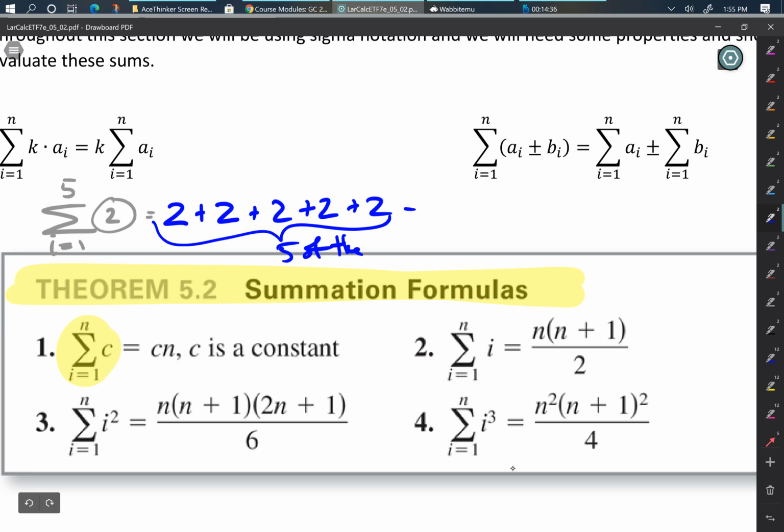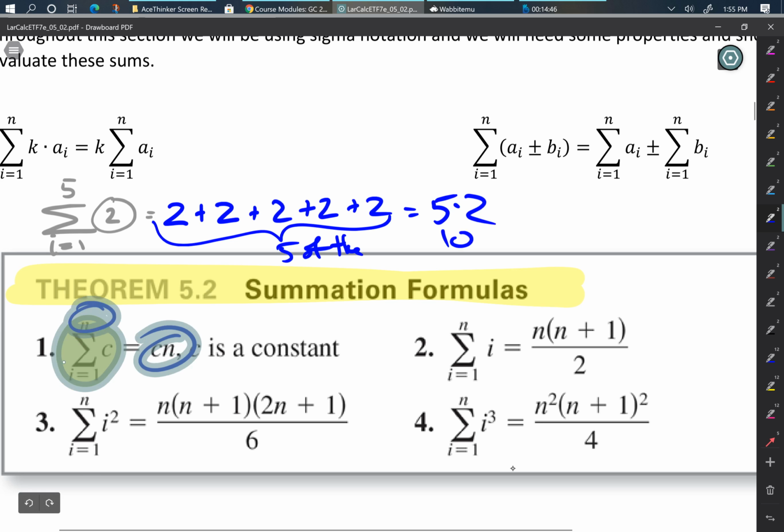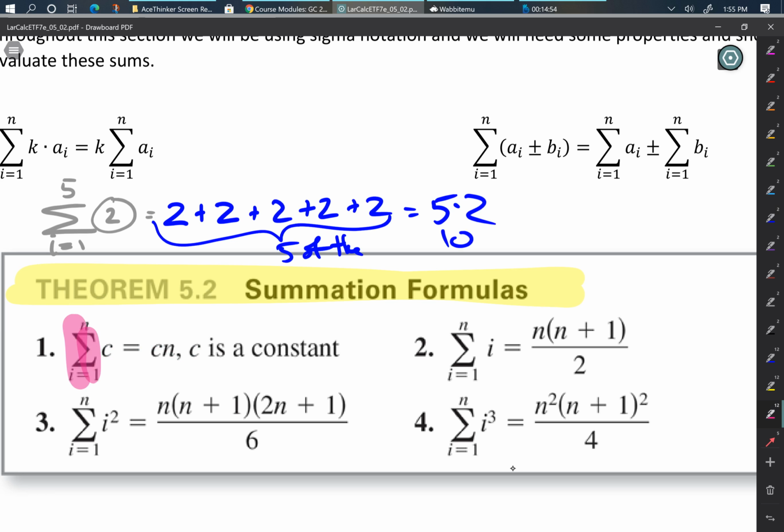There are 5 of them. So that's just 5, the upper limit of the summation, times the constant, 5 times 2, 10. Right? Now, the other thing I hope you saw there was, this is a formula that removes or gets rid of the summation and replaces it with a different formula that we can quickly calculate.